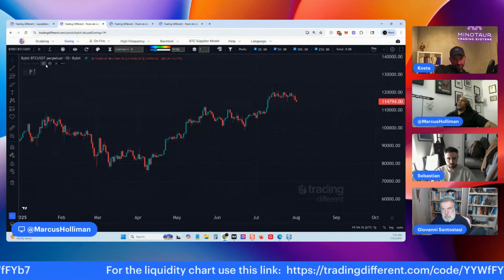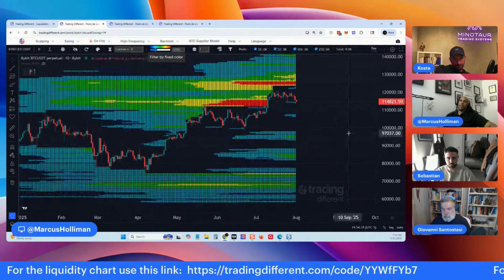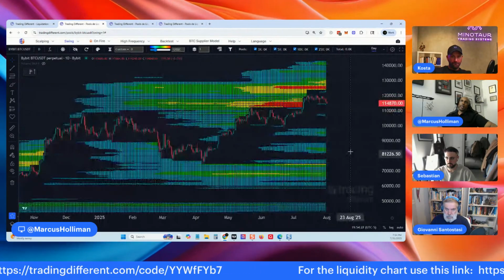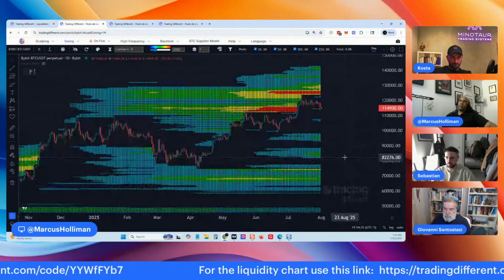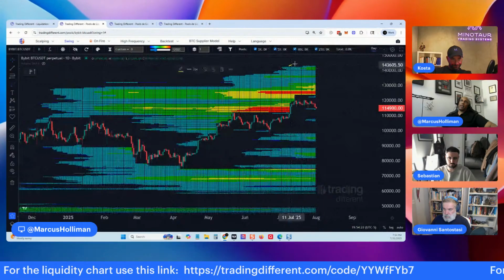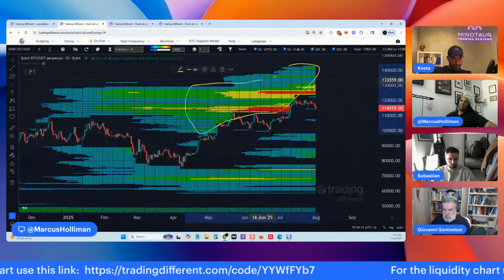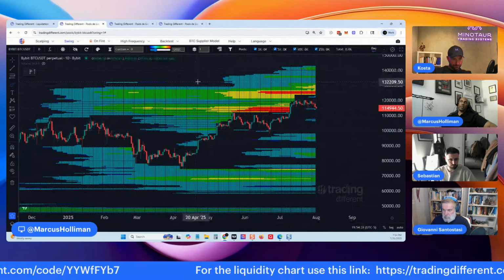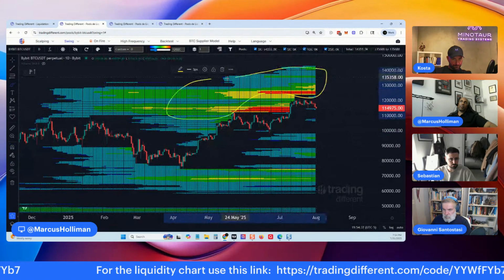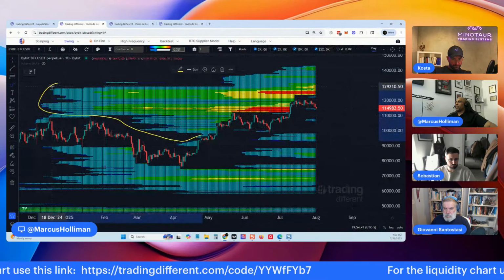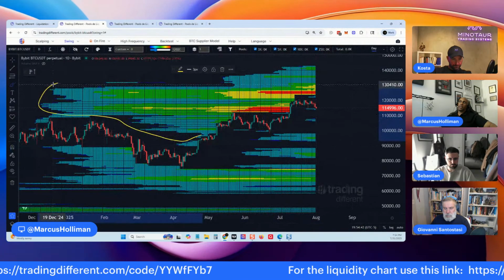So let's put in the liquidity. Here's all the liquidity now, so we get some context to the price action. I like to keep things extremely simple but powerful. As we can see, we are clearly displacing this short side liquidity. These are shorts here. This is a short pool. This short side liquidity has been building since December, the first of the year.